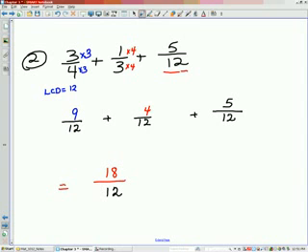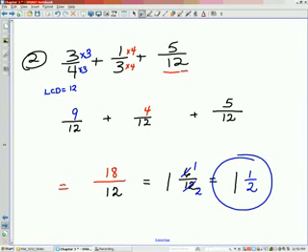That is improper, so it needs to be reduced. 12 goes into 18 one time with 6 left over, and you put the 6 back over the 12. Now 6/12 is not fully reduced, so I need to reduce that. 6 goes into itself once, 6 goes into 12 2 times, and so my final answer will be 1 1/2.